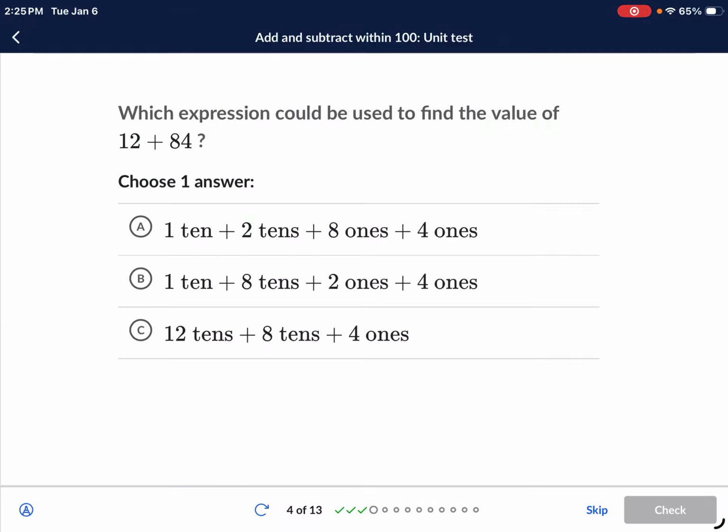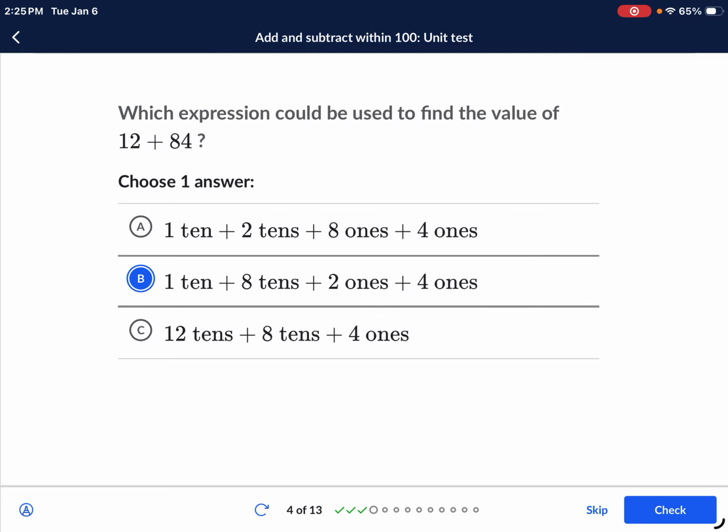Which expression could be used to find the value of 12 plus 48? So there's 110. The first one has 110, which could be used as part of 12, and then 2 10s, which could be used for the 8, and then 8 1s, which is kind of nowhere here, and 4 1s, which is at the 8. So this can't be wrong. This has to be wrong because the 8 is nowhere.